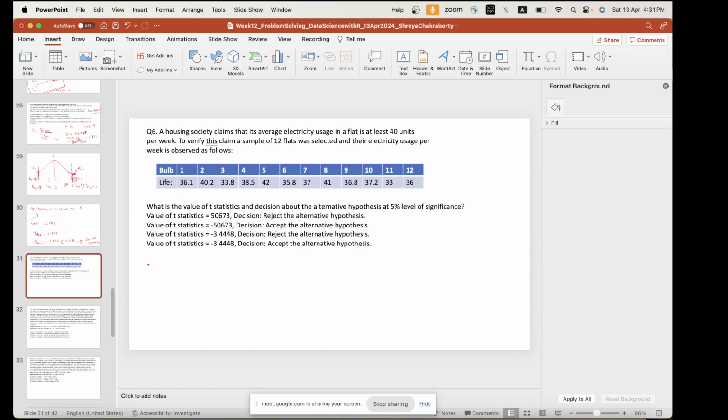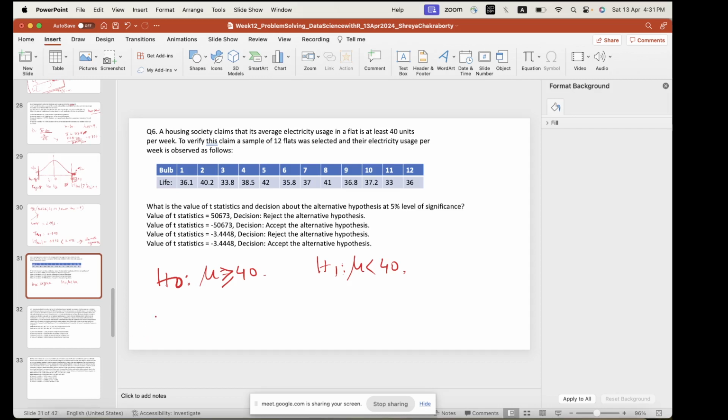Okay, so here H naught is at least 40 units. That is mu equal to 40. It should be greater than or equal to 40, and H1 is mu less than 40.